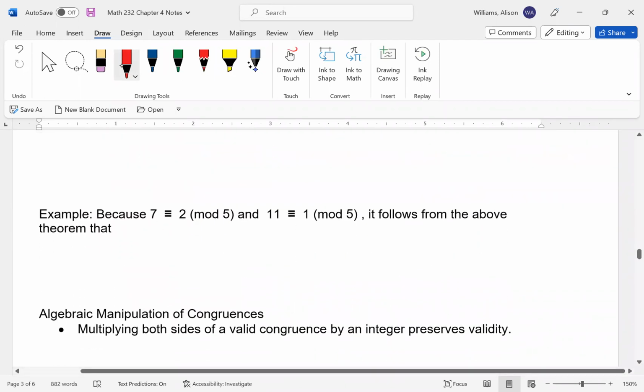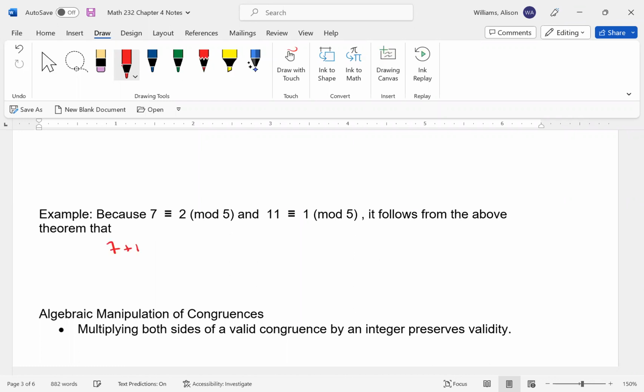So let's apply this theorem right down here. If we know that 7 is congruent to 2 mod 5 and 11 is congruent to 1 mod 5, then we can add those two together. 7 plus 11 should be congruent to 2 plus 1 mod 5. Or in other words, 18 is congruent to 3 mod 5. And that makes sense because 5 goes into 18 15 times with a remainder of 3. And then when you divide 3 by 5, it doesn't work. It just has a remainder of 3.